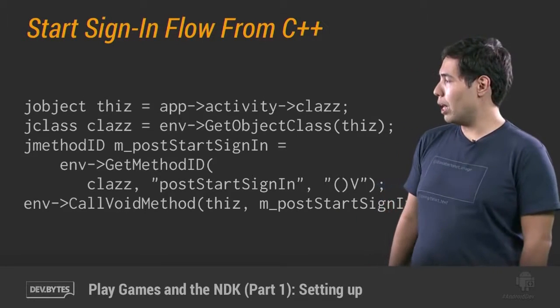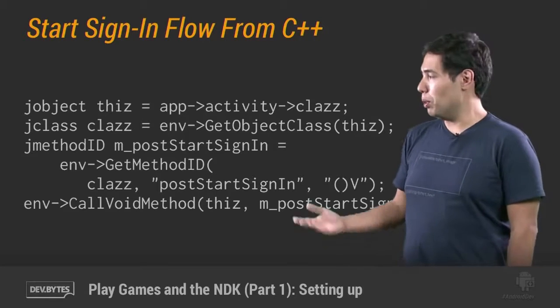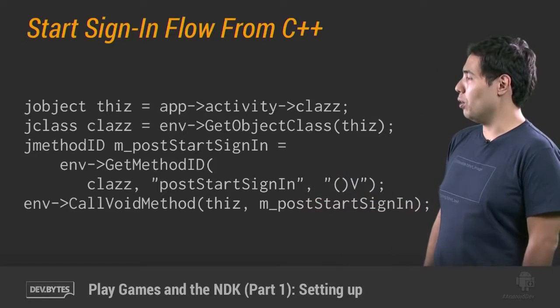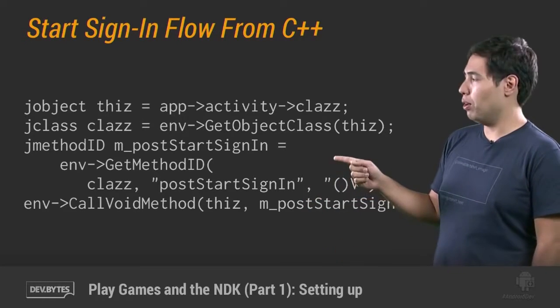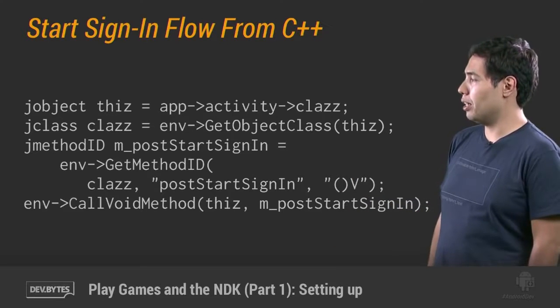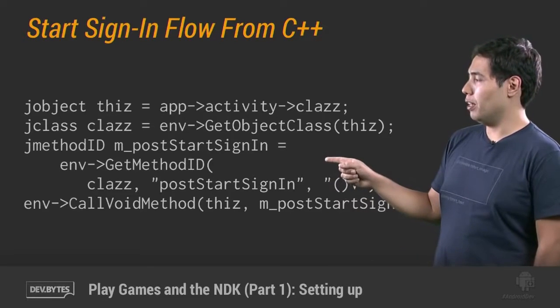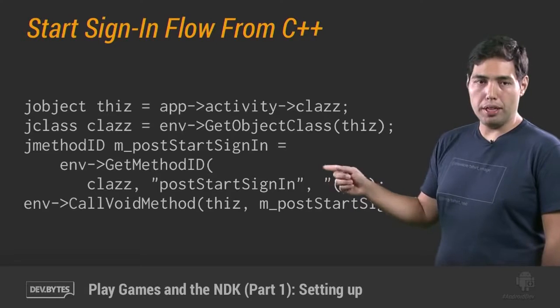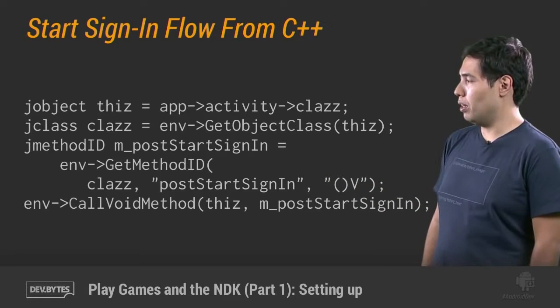Now let's show how to actually start the flow from C++. So nobody's afraid of JNI, right? This is how we invoke that method using JNI. It's just standard JNI. You get the activity object, the activity class, and then we get the method ID for our method, and then invoke it.